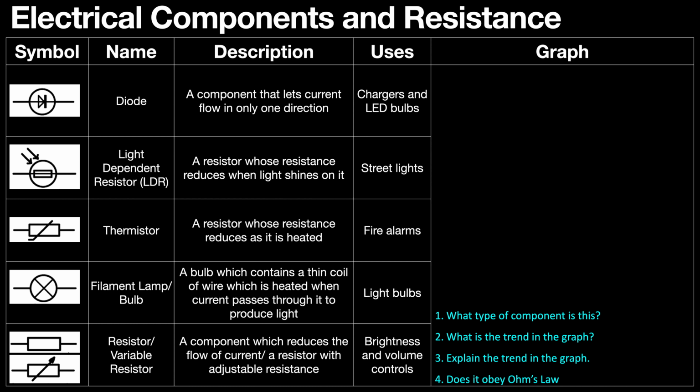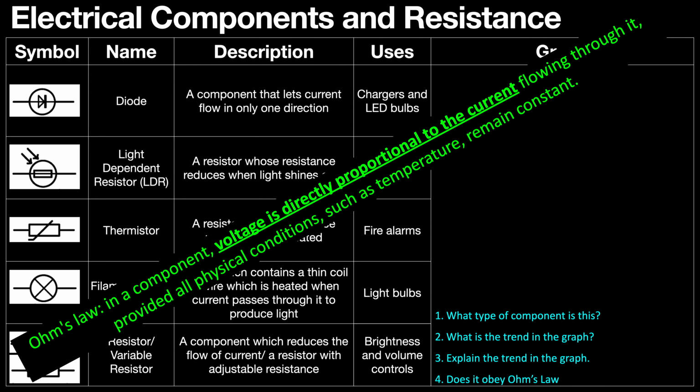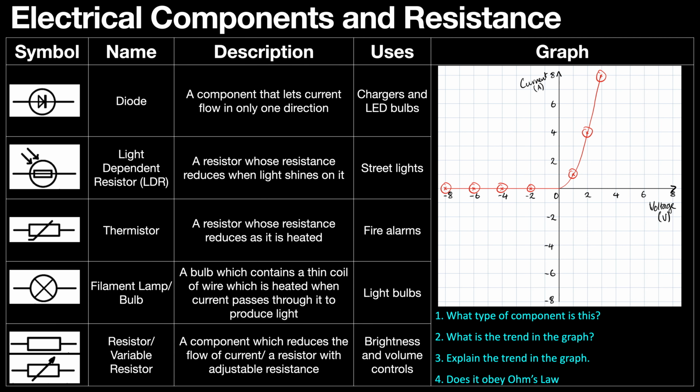Based on the graph, I want you to think about what component this is, what's the trend in the graph, to explain the trend in the graph, and finally, does this component obey Ohm's law? If you've forgotten what Ohm's law is, that's okay. Ohm's law states that in a component, the voltage is directly proportional to the current flowing through it, provided that all physical conditions like temperature and light remain constant. Let's take a look at the first graph. What type of component do you think this is? Pause the video and examine the graph.